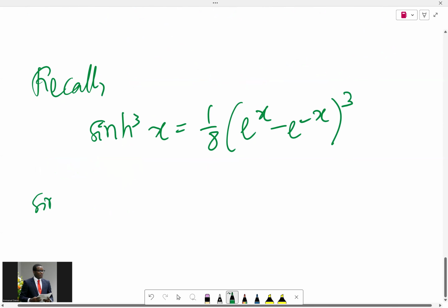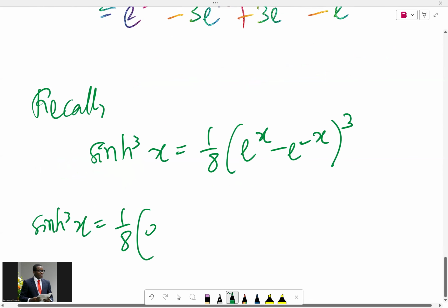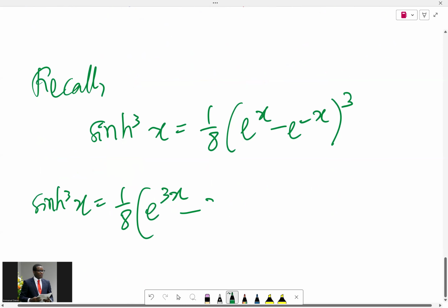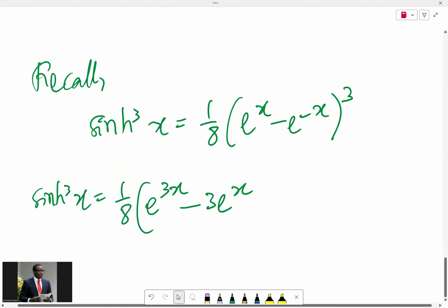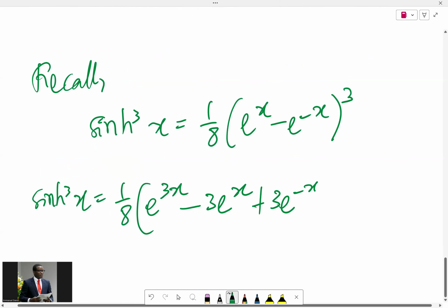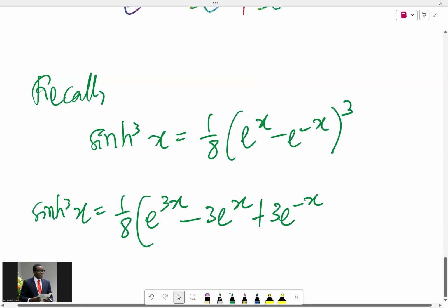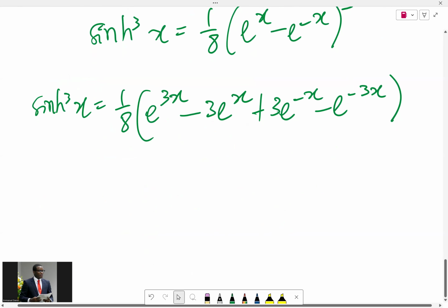So that sin cube x is equal to 1 over 8 into all of that: e raised power 3x, okay, minus 3e raised power x, then plus 3e raised power minus x, then next minus e raised power minus 3x, like that. So what can we do? You want to express sin cube x in terms of sin. So can we get anything that looks like sin out of all these expressions? That's the next thing we have to do.